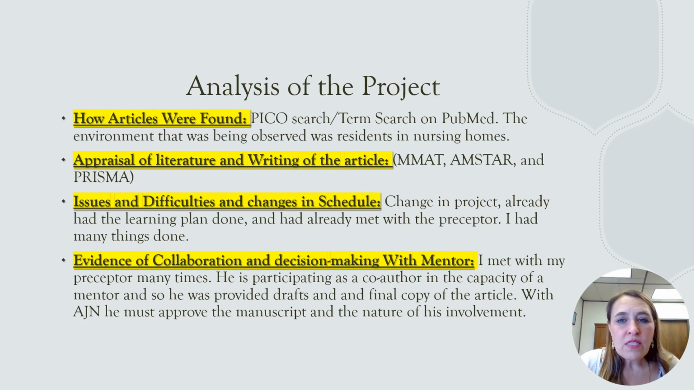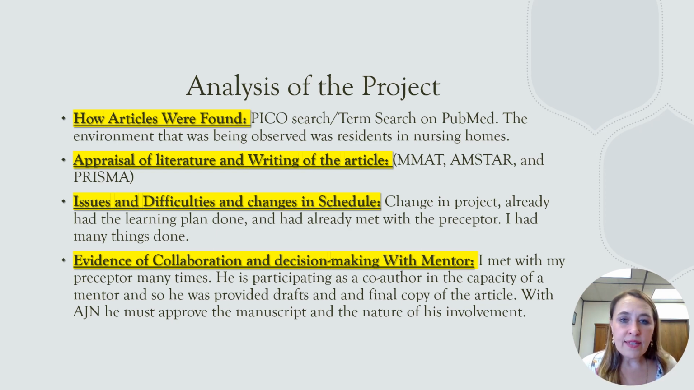Okay, so an analysis of the project: when you write a systematic review, they like you to find your articles in a systematic way. So they don't like you to just pick articles that you like. In fact, they don't want you to do that. They really want you to find a systematic method for choosing the articles to begin with.